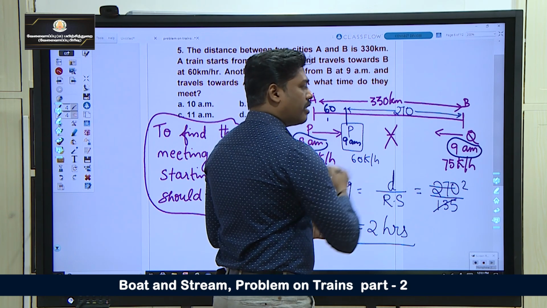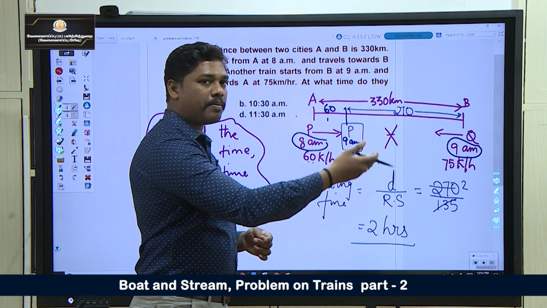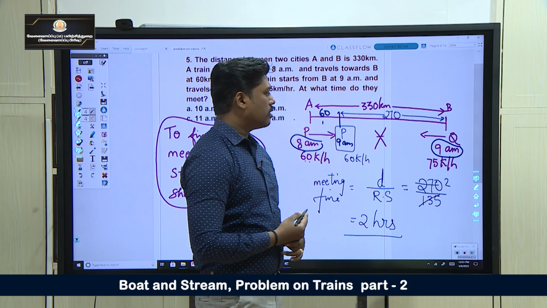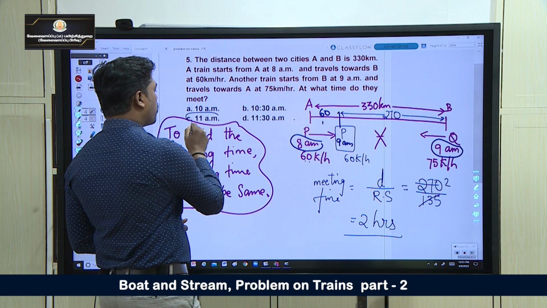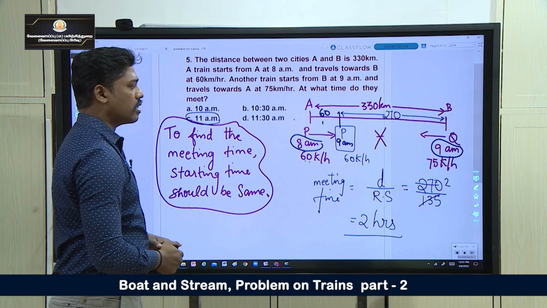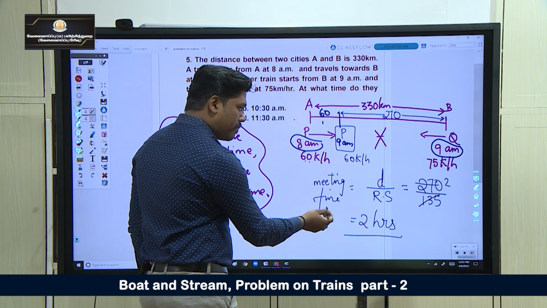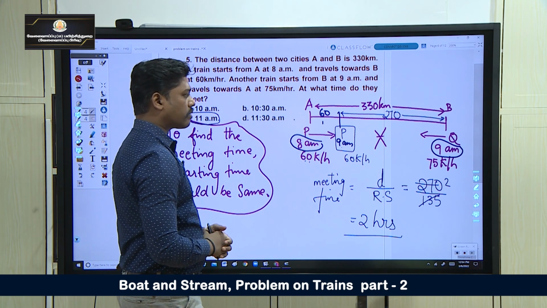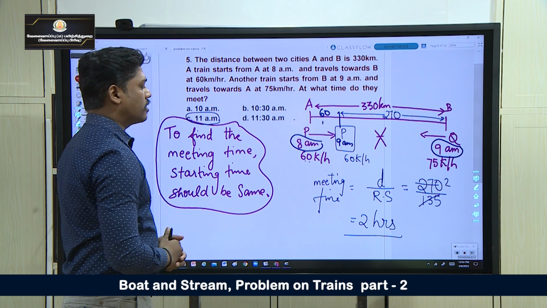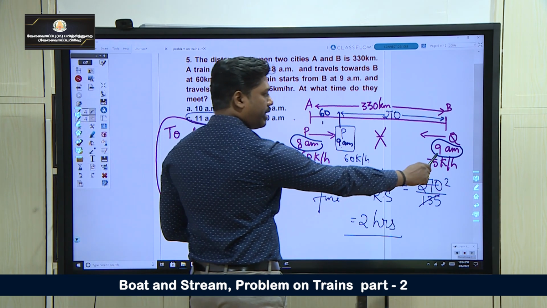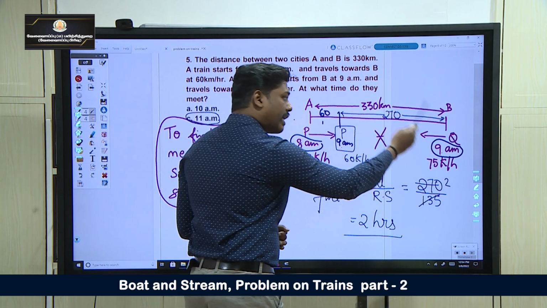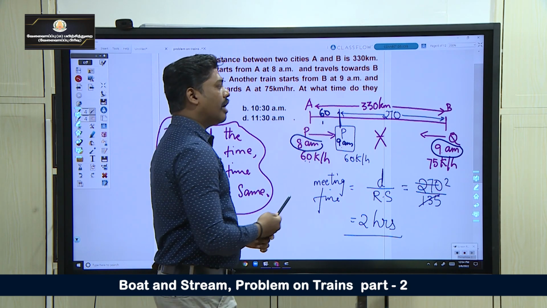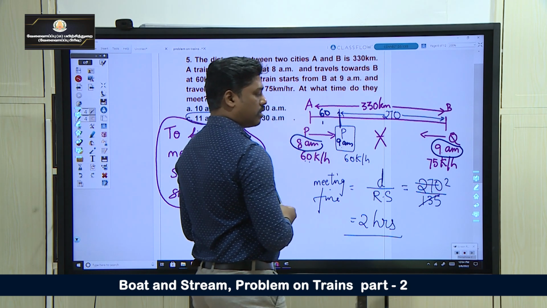So when was the train starting? At 9 am. After 9 am, after 2 hours, so 9 plus 2, 11. So at 11 am the two trains meet. Is that clear? To find the meeting time, the starting time should be the same. So look at here, the second train starts at 9 am. So at that 9 am, find the position of the first train, how much it has covered, and then find the distance between them. Okay, super.